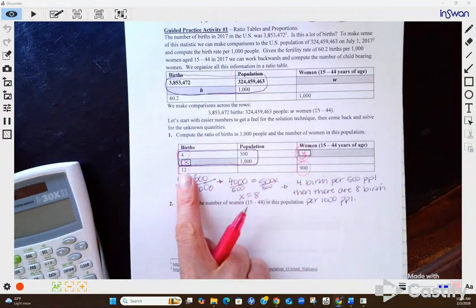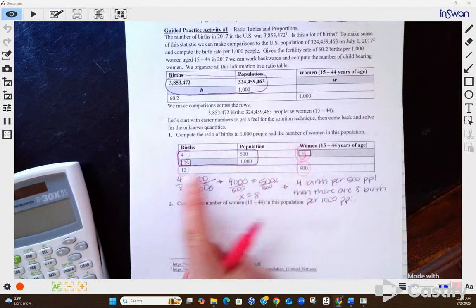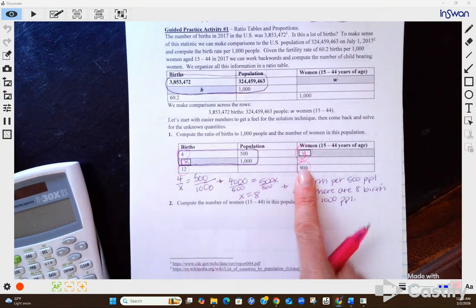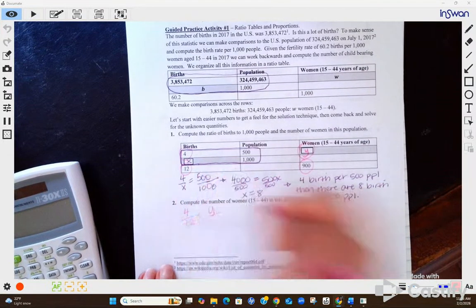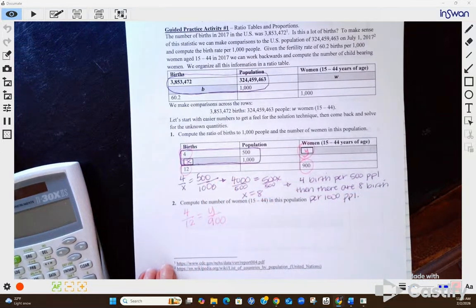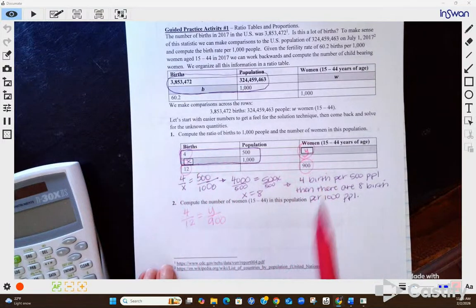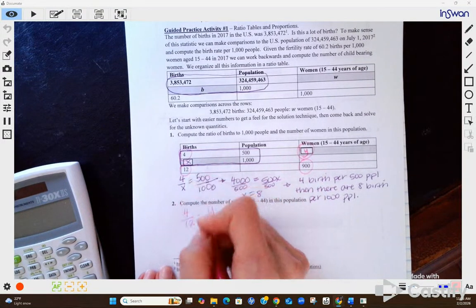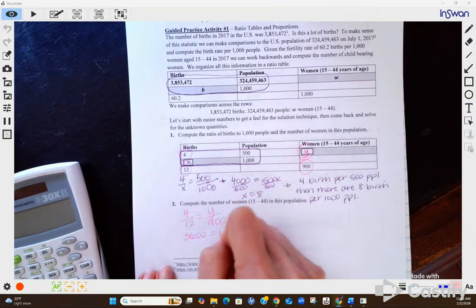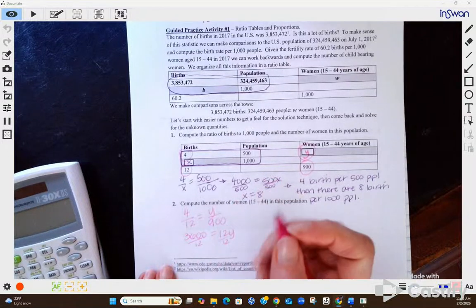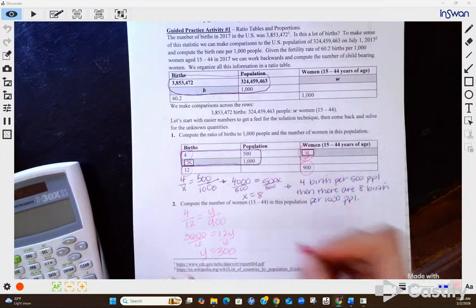Okay, the 4 lines up with the 12, the y lines up with the 900, the 4 lines up with the y, the 12 lines up with the 900. So it would be 4 is to 12 as y is to 900 is the setup. You could also do 4 over y equals 12 over 900. Cross multiply, 4 times 900 is 3600, 12 times y, then divide both sides by 12, and 3600 divided by 12 is 300.